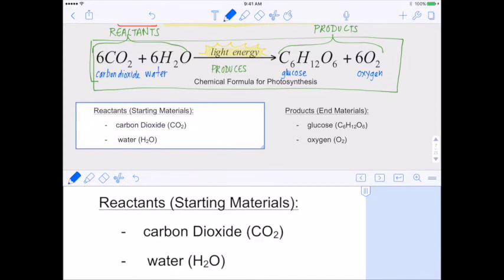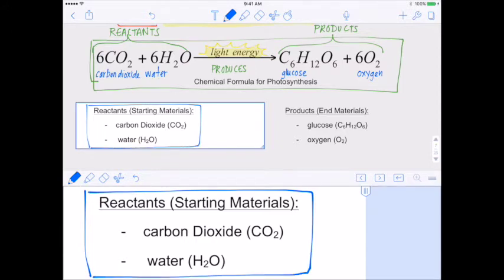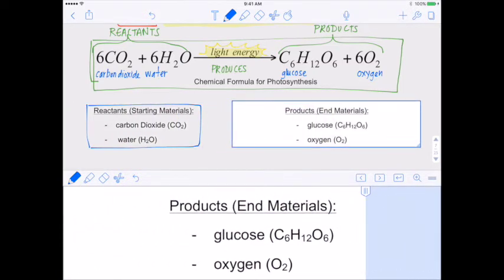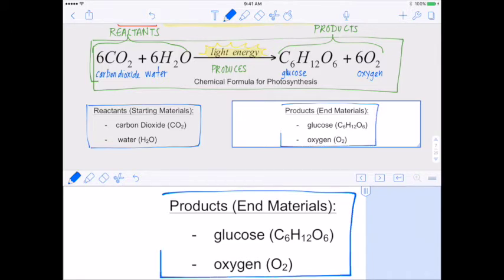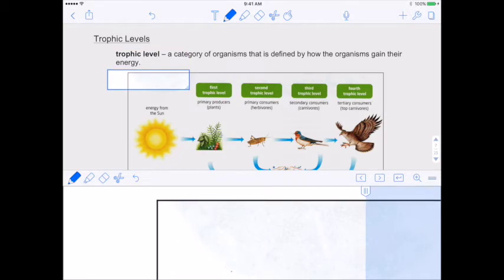So the starting materials, or the reactants, are carbon dioxide and water. And the products, or the end materials, are glucose and oxygen. So in an ecosystem, there are different levels in which organisms gain their energy, and we call these feeding levels. The scientific term for feeding levels is a trophic level.